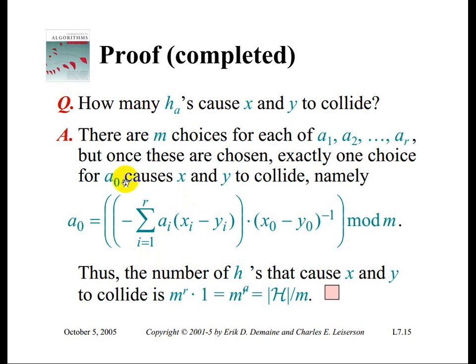This is just stating what we already know. There are m choices, but this already shows exactly one choice for a0, so the number of functions is m raised to r into 1, which is m raised to r, which is exactly h times n. Because h was m raised to r plus 1 times n, hence proved that this is a set of universal hash functions. So this is very interesting, isn't it?